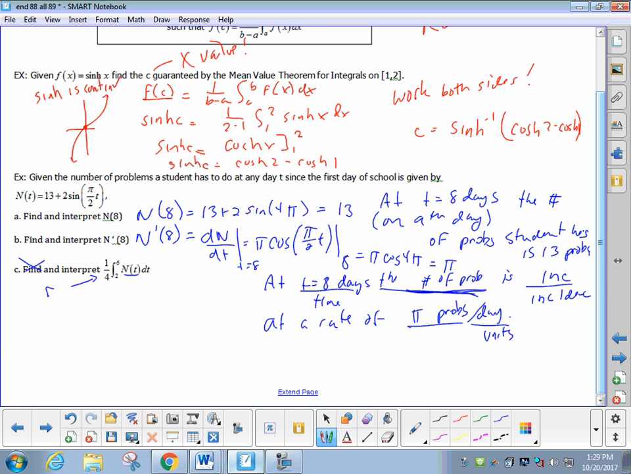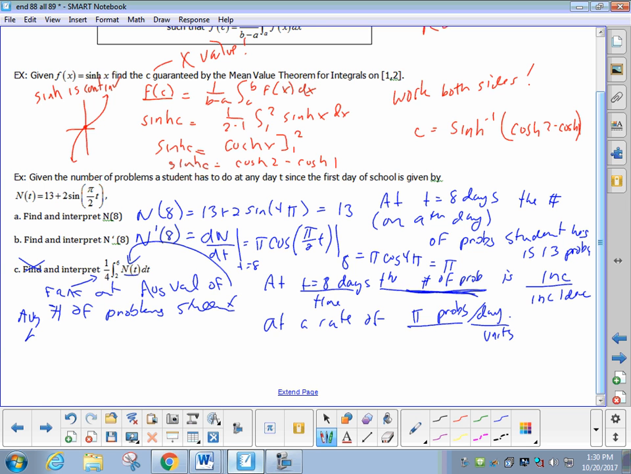If you see a fraction out front, think average value of whatever's in here. Okay, average value of whatever you're integrating. So in this case, this is the average value. Now I could say it's the average value of the number of problems, but that's kind of clunky, wouldn't you agree? What's a better way to say it? Average number of problems. It's the average number of problems the student has to do.